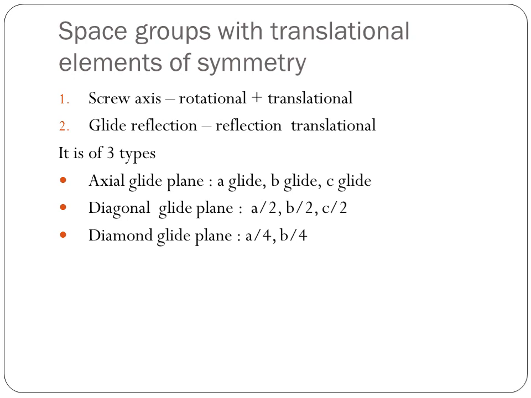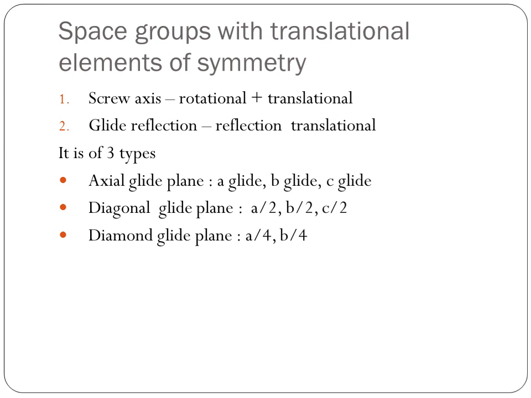And it is of three types. The first one is axial glide plane. That is, if the reflection is along an axis, we can say that it is an axial glide plane. And we know that there are three axes, x, y, z, and we are calling them the A glide, B glide, and C glide.